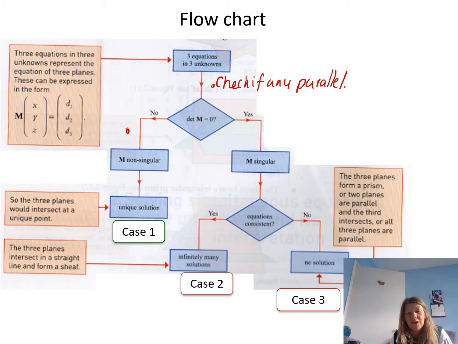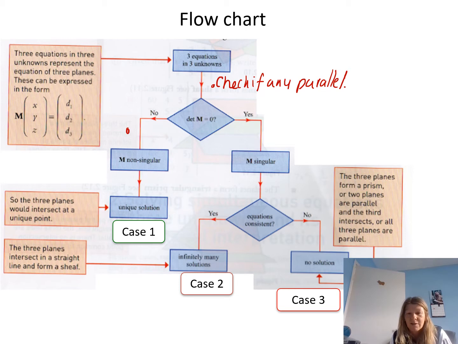If the determinant is 0, then we call it a singular matrix. You heard that from Cartesian last year. And then we're unsure whether it's any of the other things. So what we need to check first is, are the equations we've got consistent or not? Do they have solutions or do they not? Does your calculator say no solution? If it says no solution, then it's going to end up being a triangular prism. If your calculator says there are infinitely many solutions, then it's case 2, and it's what we call a sheaf.